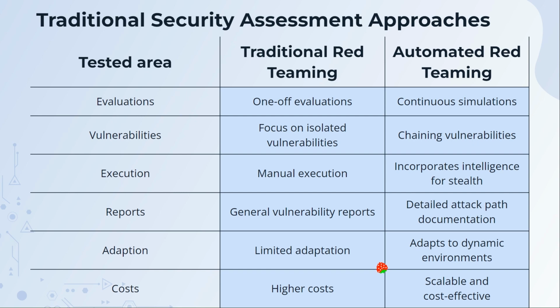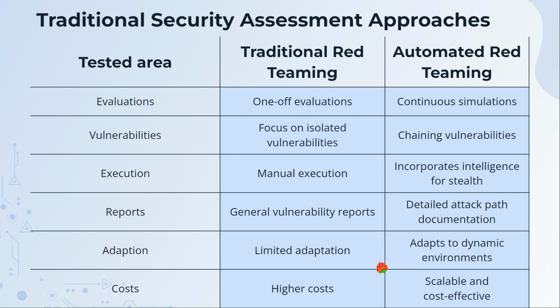Reports: with traditional red teaming, people usually produce general vulnerability reports. These are limited by human error. Automated red teaming provides detailed attack path documentation that's uniform and consistent with its other responses, so it doesn't have that added human error or bias.